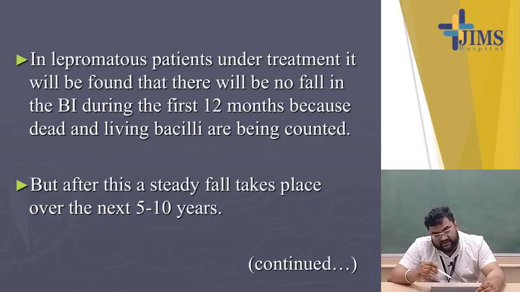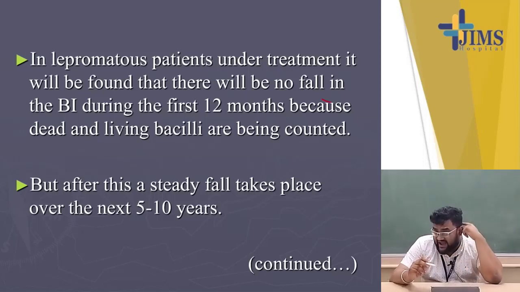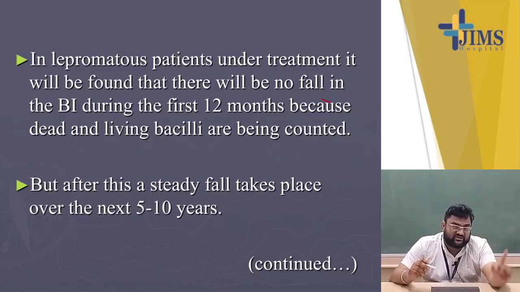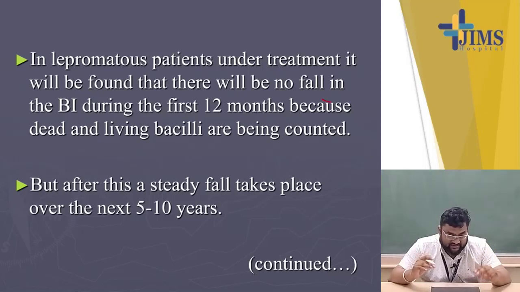In lepromatous patients under treatment, it will be found that there is no fall in the BI during the first 12 months, because the dead and living bacilli are all counted in the bacterial index. We can make out whether the bacilli is alive or dead by looking under the microscope, because a dead bacilli will be fragmented and not straight. That is found mainly if you see a live bacilli. But after 5 to 10 years, we will see a steady fall of the bacterial index.